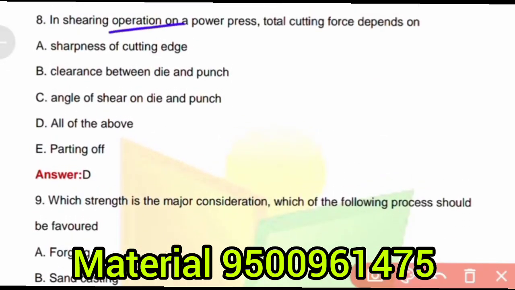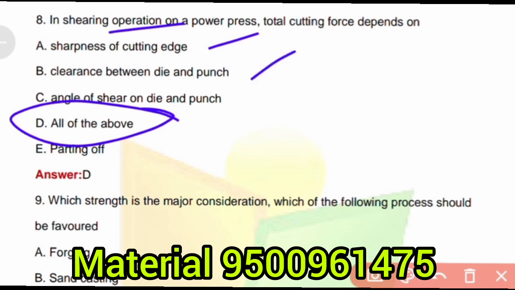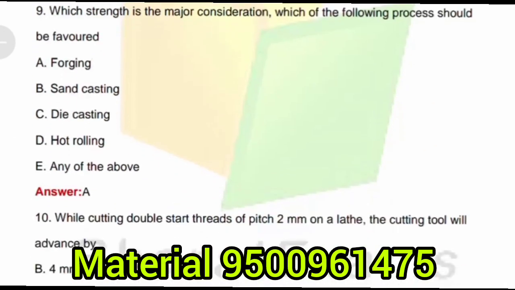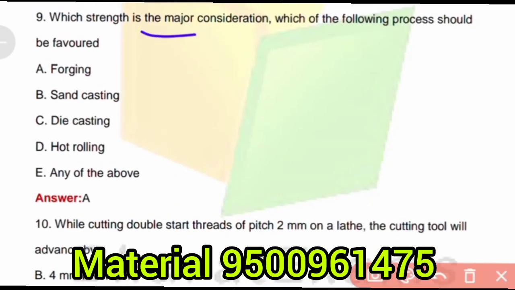In shearing operation on a power press, total cutting force depends on all of the above: sharpness of cutting edge, clearance between die and punch, angle of shears on die and punch. Which strength is the major consideration? Which of the following process should be favored? Forging.